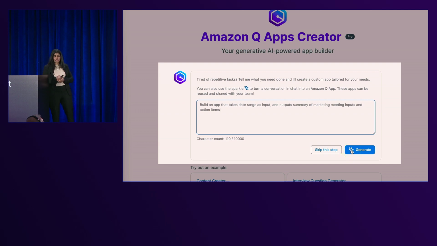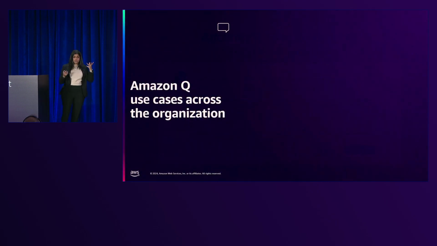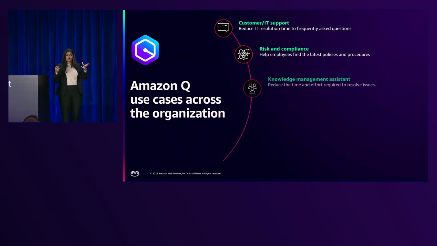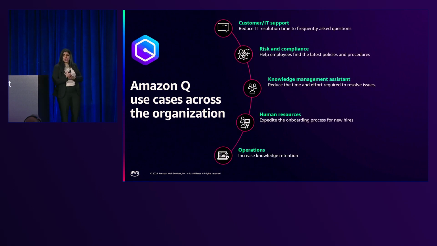So that's how you would just generate a Q app. You can even build a Q app in natural language. You can use a conversation history and say, build a Q app using my conversation history. There's a very low-code tool builder for Q apps as well. So this is about QBusiness.